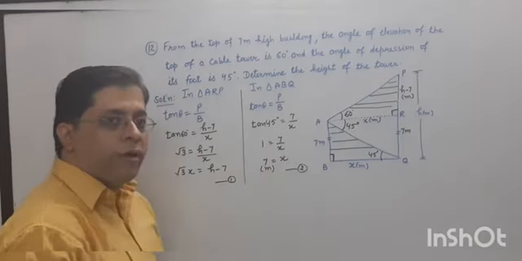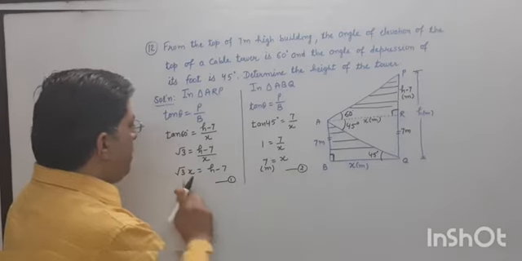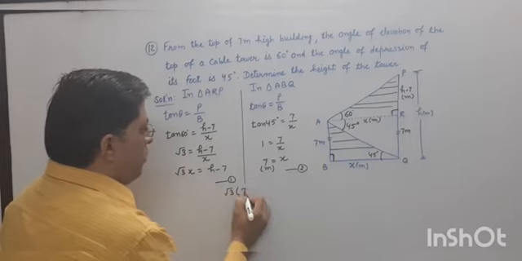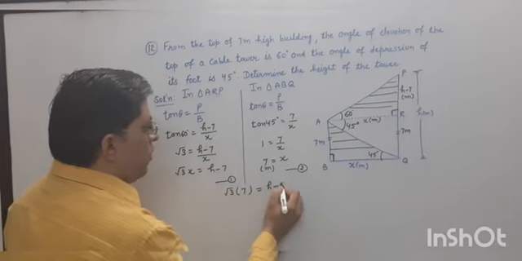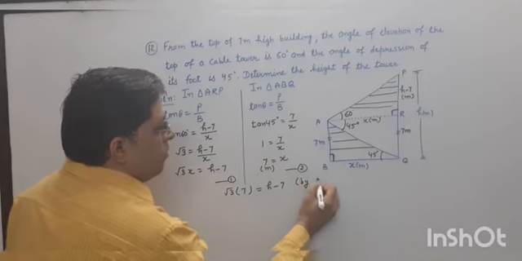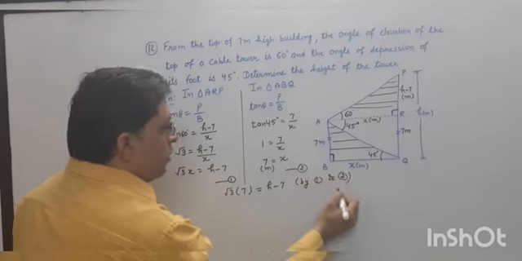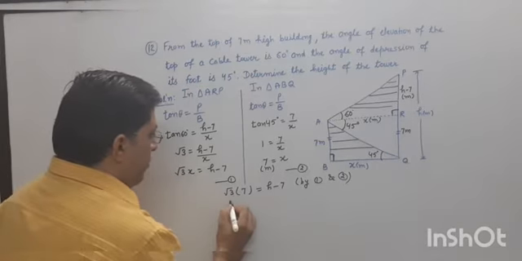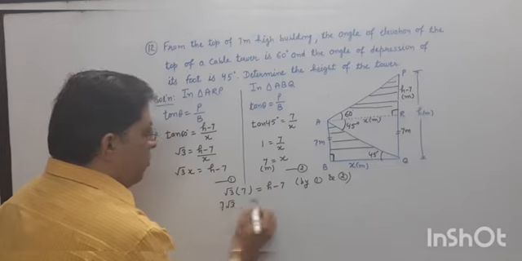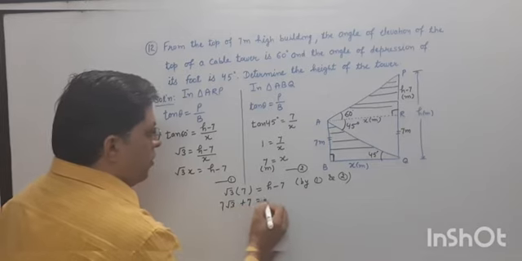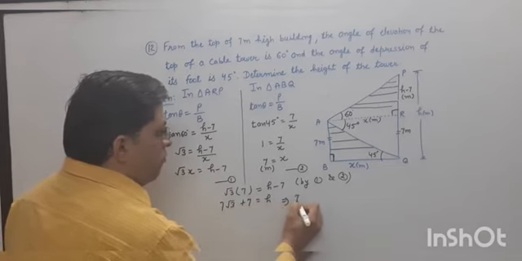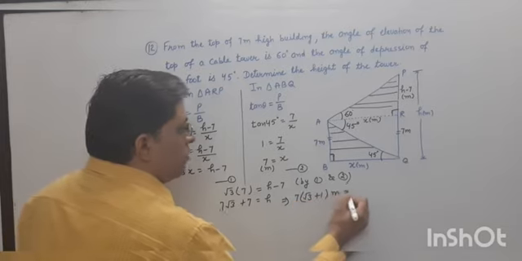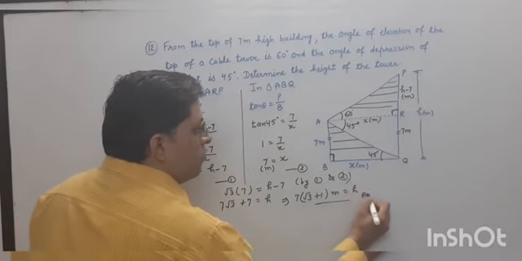Then by 1 and 2 you can get the things. Put the value of x here. Root 3 times x is root 3 times 7, which is equal to h minus 7. What I have done is put the value of x in equation number 1. So 7 root 3 plus 7 is equal to h. Then if you take out 7 common, you will get 7 times root 3 plus 1 meters is equal to h. And this is your answer.